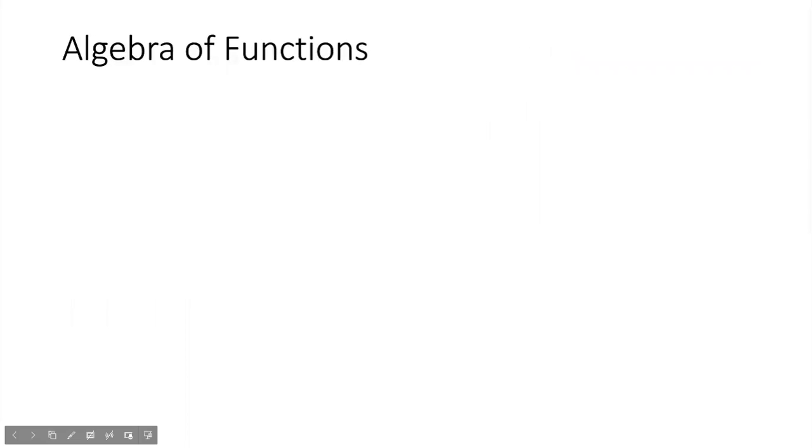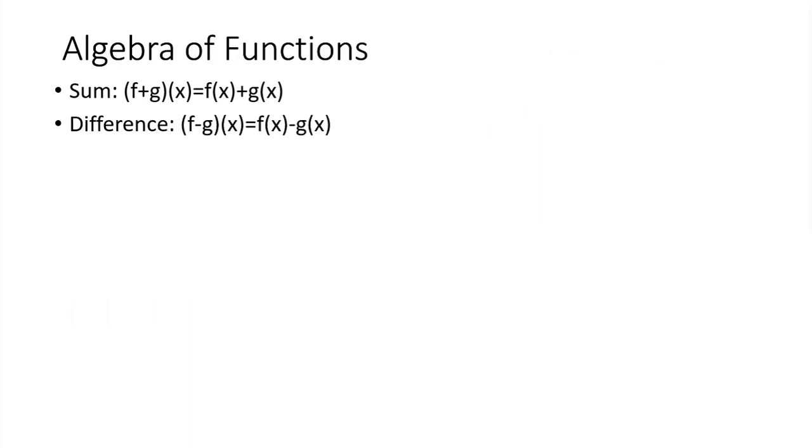So the other thing that they'll ask you to do in this section is algebra with functions. We can take the sum of a function. So the function f plus g of x is f of x plus g of x. We're just adding those two together. We can take the difference, and again, we're just taking f of x minus g of x, and that gives us our f minus g of x.